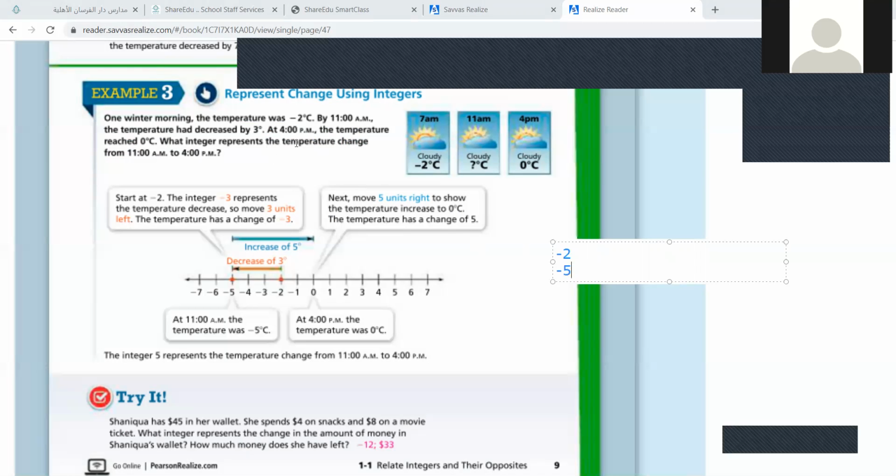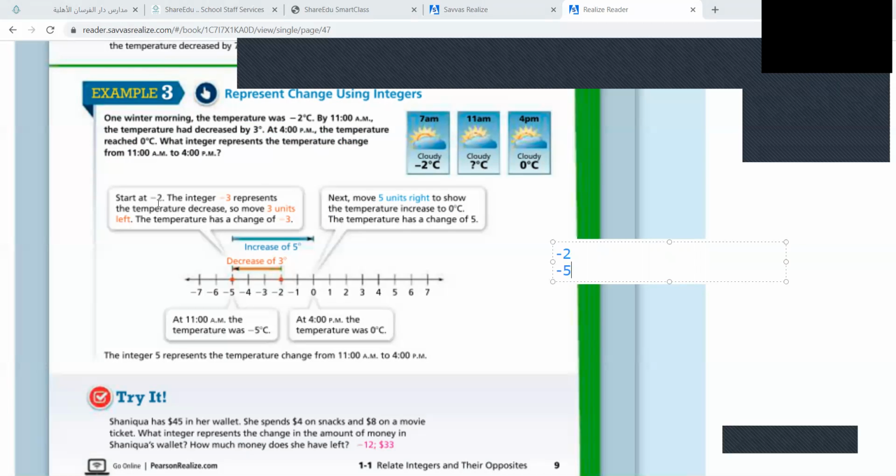Anyway, I understand. At 4 p.m., the temperature reached 0 degrees. So what integer represents the temperature change from 11 to 4? They're asking you 11 to 4. So first I need to find this one. It's -5. And then from -5, how do you get to 0? Let us see.